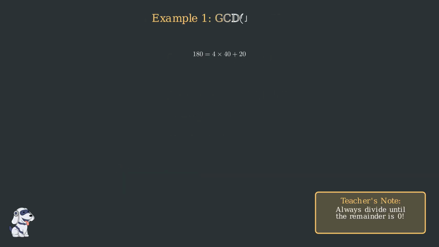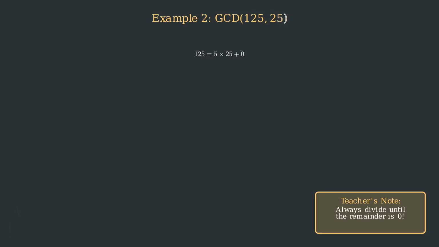Let's find the greatest common divisor of 180 and 40. We start by dividing 180 by 40. Now we divide the previous divisor 40 by the remainder 20. Since the remainder is now 0, the divisor 20 is our greatest common divisor. Next, let's look at 125 and 25. The remainder is already 0. That means the divisor 25 is our GCD.